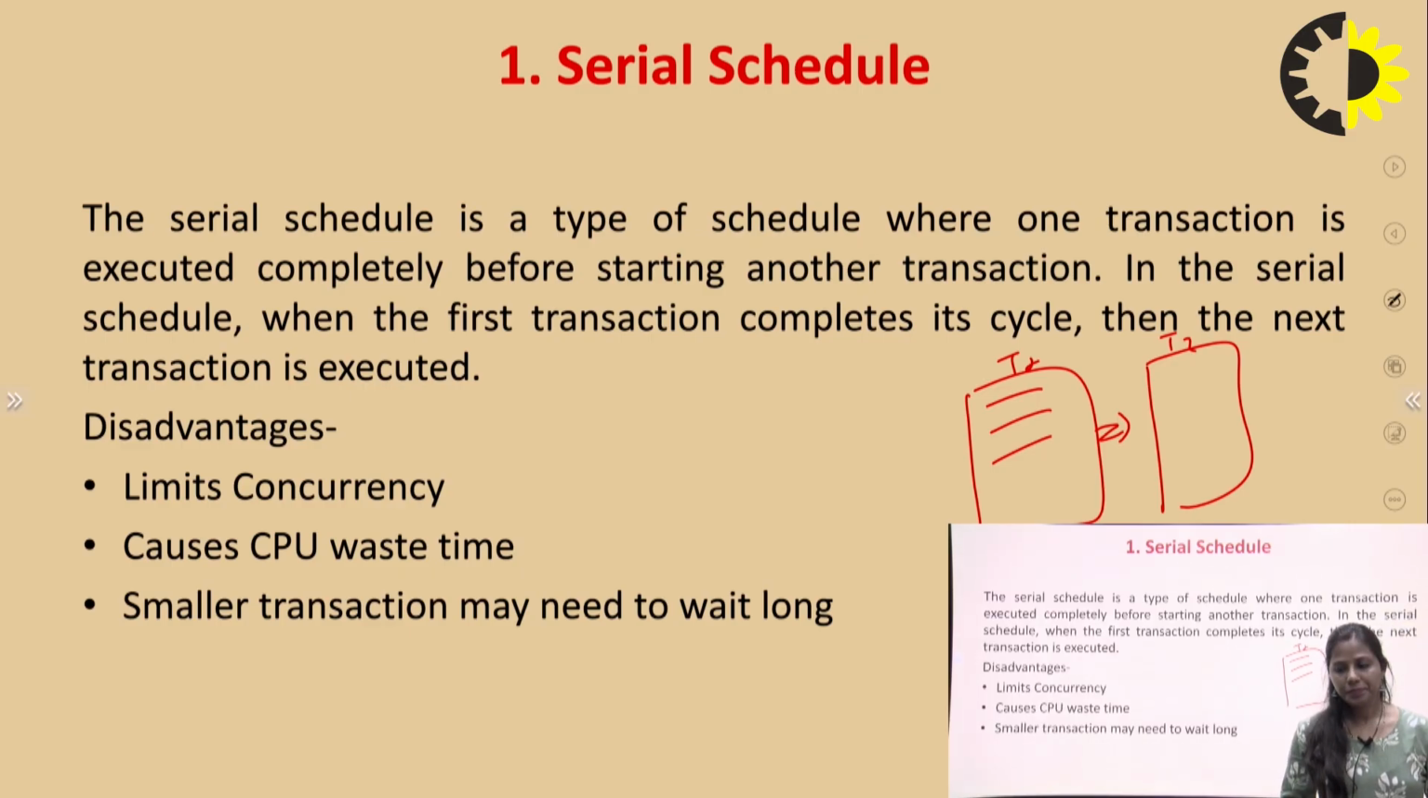There are disadvantages of serial schedules also: they limit concurrency. They cause CPU time wastage because multiple transactions are not working at the same time. A smaller transaction may need to wait long. For example, only when the first transaction finishes its operations can we perform the T2 transaction. This is how the serial schedule works.